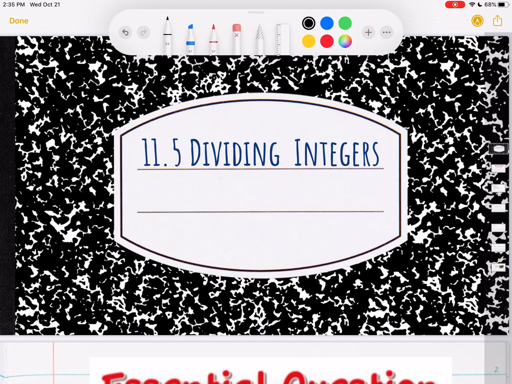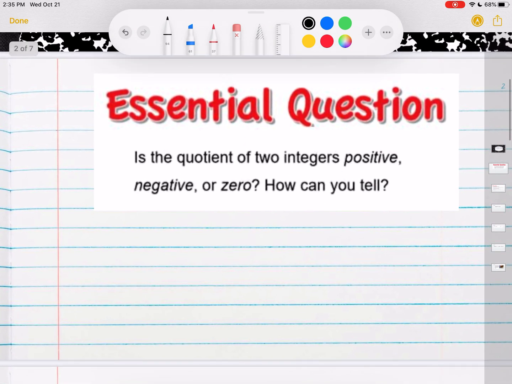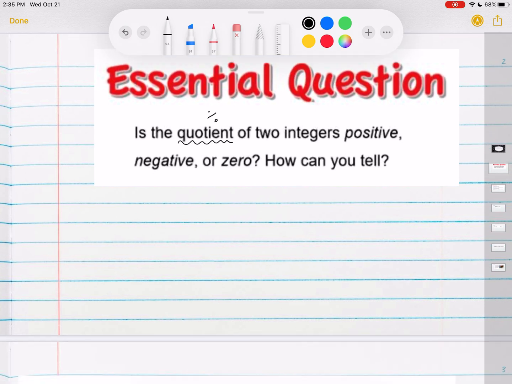Hey 7th graders, today we're going to be doing 11.5, dividing integers. So our essential question is: is the quotient of two integers positive, negative, or 0? How can you tell? Well, remember the quotient is the answer to a division problem.